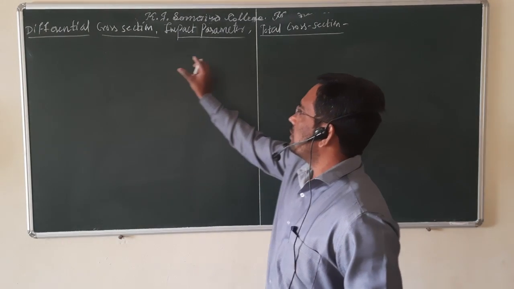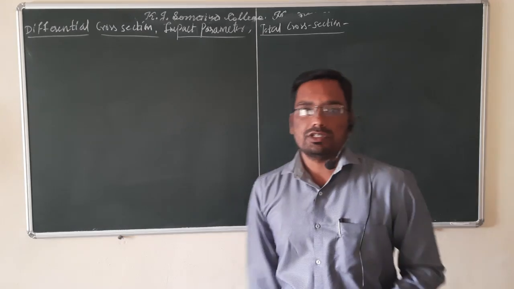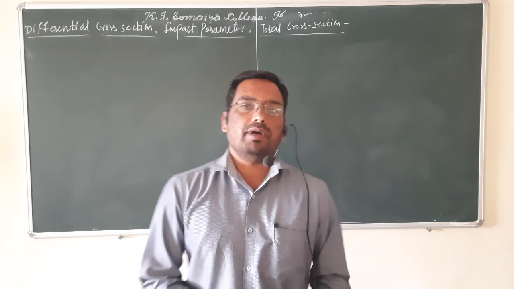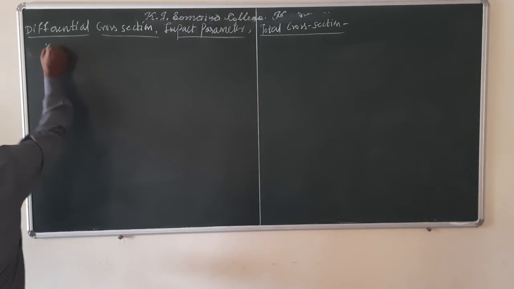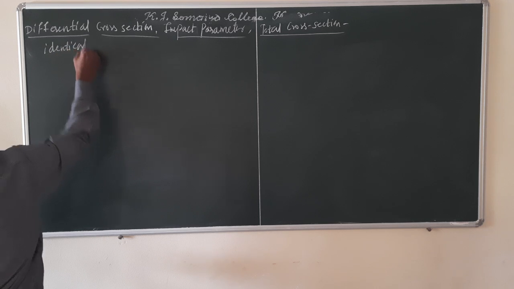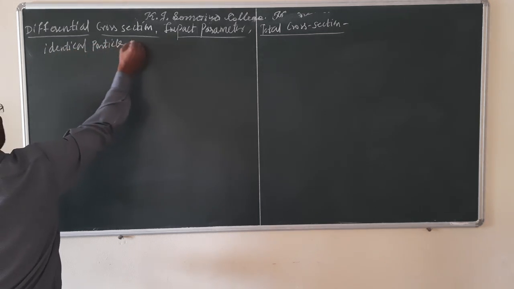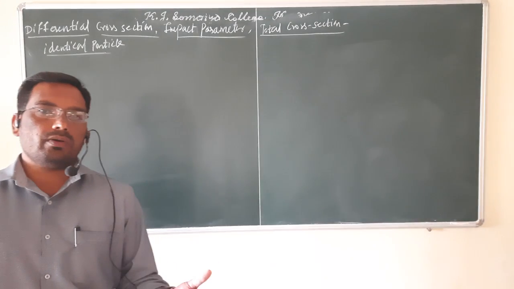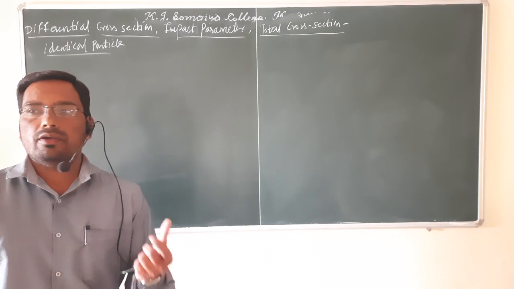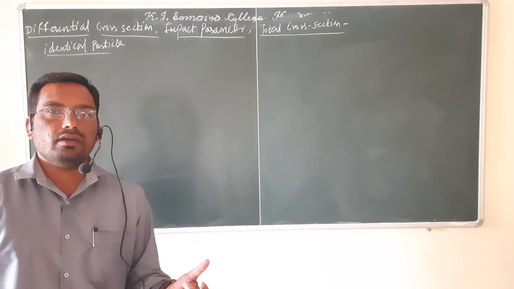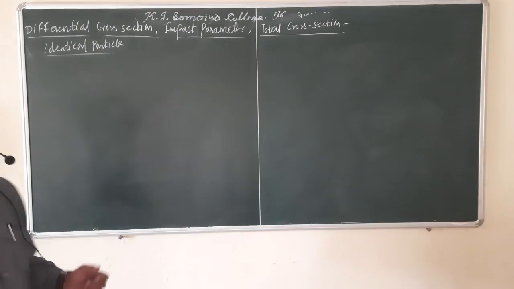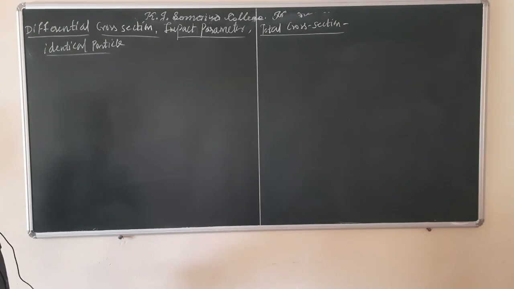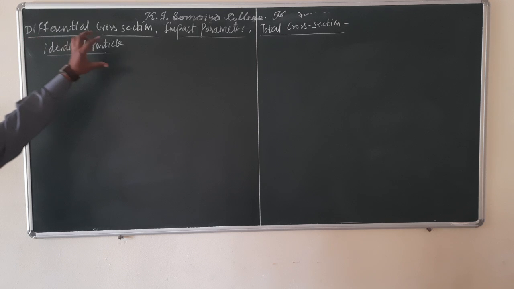Now, the differential cross section, impact parameter, and total cross section are all related to scattering of a very large number of particles. So if you have a very large number of identical particles, why so many? Because a single electron, single proton, or single atom, we cannot take into account for scattering, since millions or trillions of identical particles are involved. For such a case, such particles are known as identical particles.